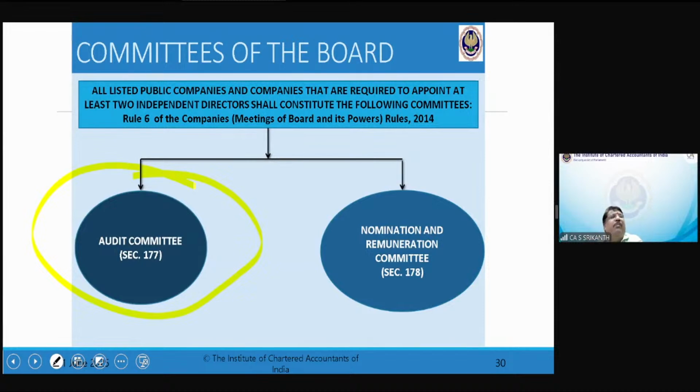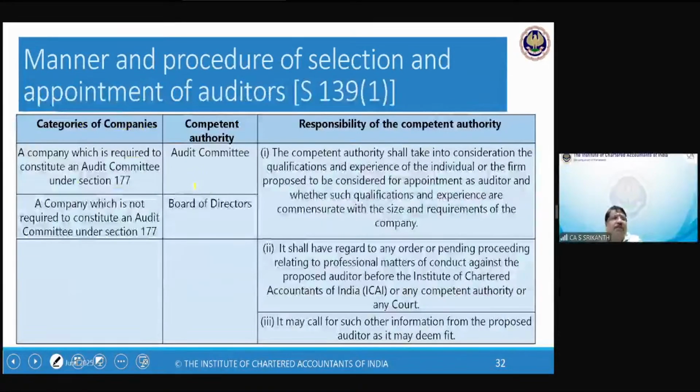Why is this audit committee very important? Because the audit committee plays a very crucial role in selection and appointment of auditors. In case your company is a company which is required to constitute an audit committee under section 177, not in your syllabus, then the audit committee only will take into consideration the qualification and experience of the individual and whether such qualifications and experience are commensurate with the size and requirements of the company.